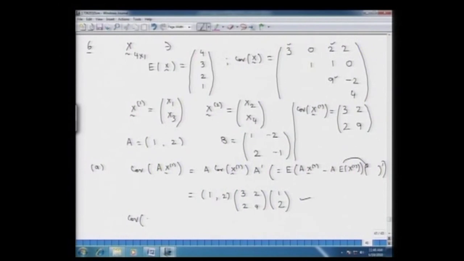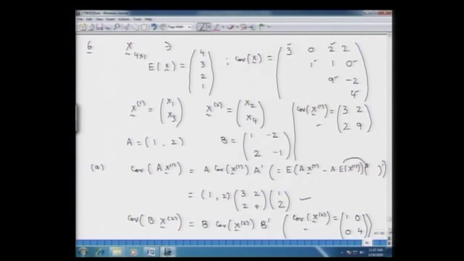Now, the second part was to find out the covariance of the Bx2 vector here. That would be B times the covariance of the x2 subvector, multiplied by B transpose. Now, this would require the covariance of this x2 subvector. The way that we had obtained the covariance of x1, we can similarly obtain this. What is this going to be? x2 is the subvector which has x2 and x4 as the two variables. So, the first entry would be the variance of x2, which is 1, then the variance of x4 is 4, and then the covariance between x2 and x4 will be the off diagonal element, which is 0. So, this is going to be the covariance matrix of the x2 subvector.